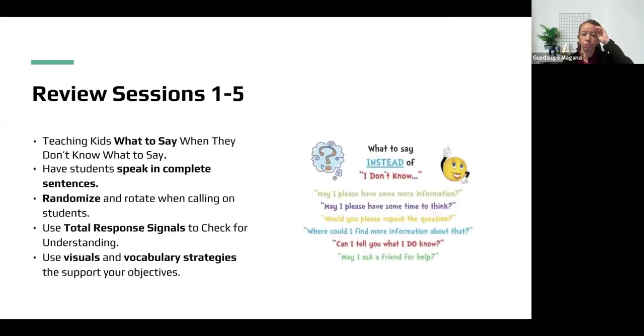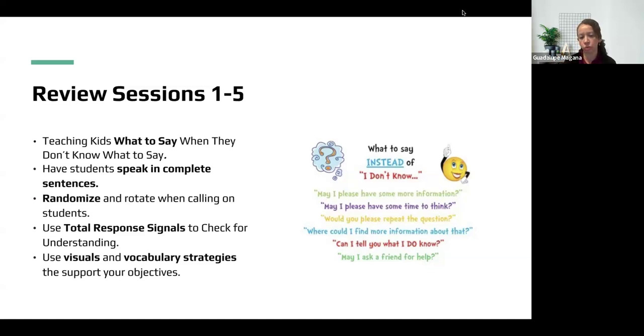And we're just going to review real quick, since we have been doing a review every time that we meet. On the first one, it talks about what to say when students don't know, and having students speak in complete sentences, randomized. I have seen a lot of teachers using one of the links that Cami shared, how to pick their names, which is great.